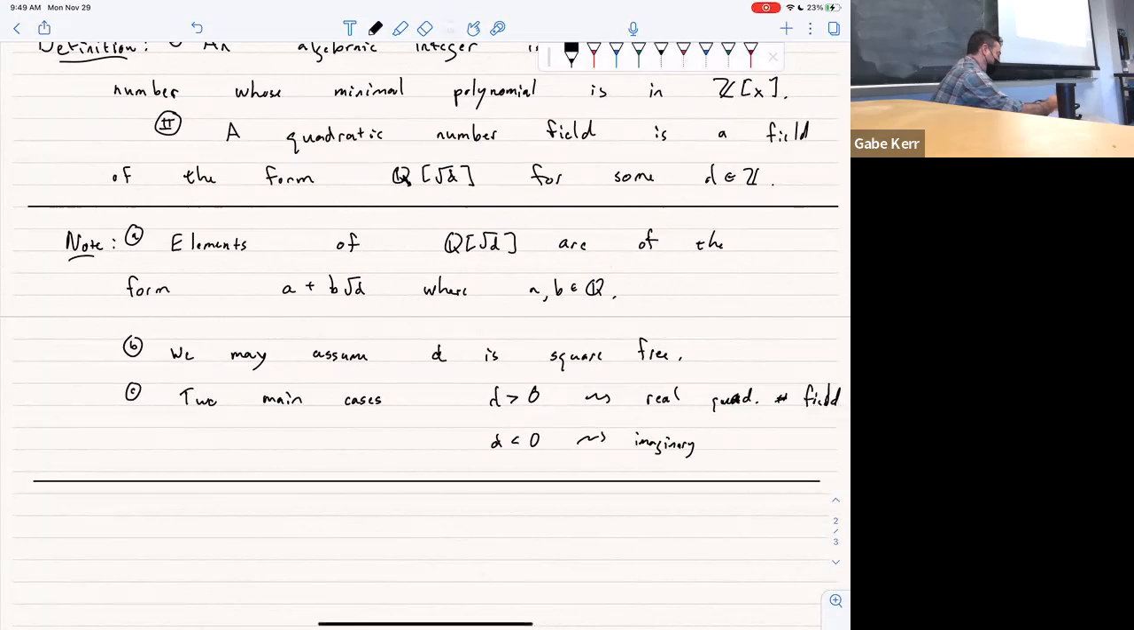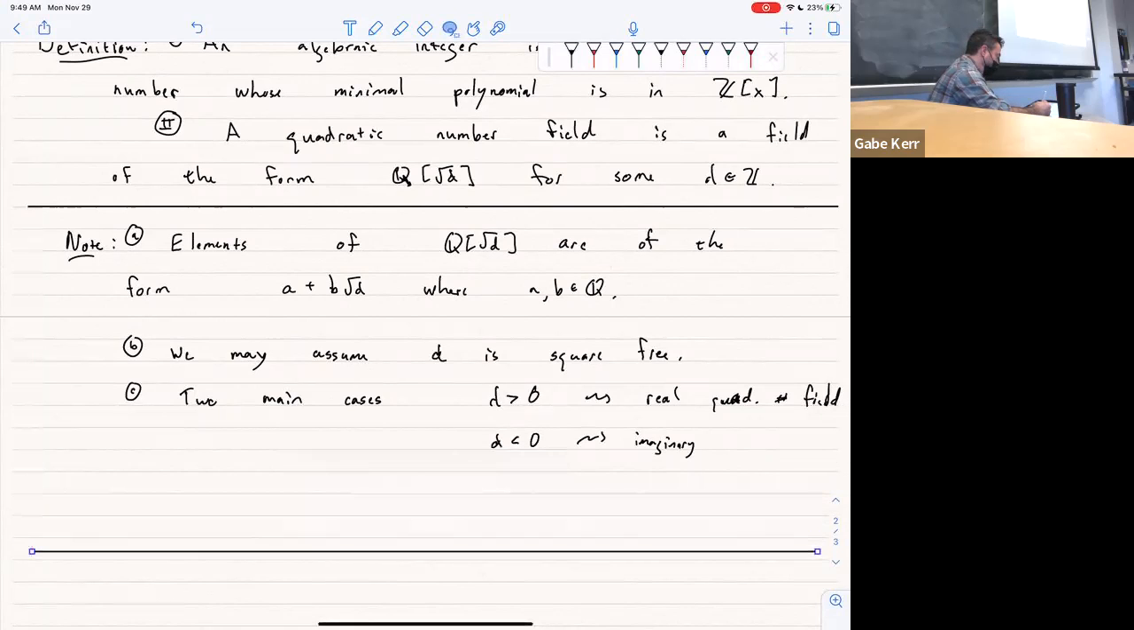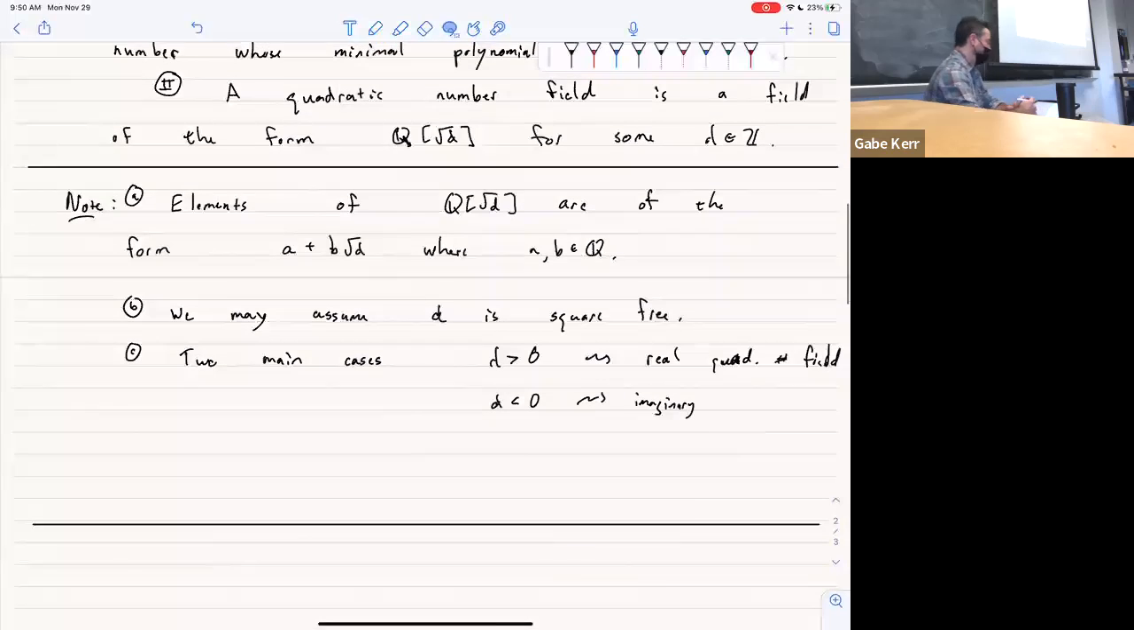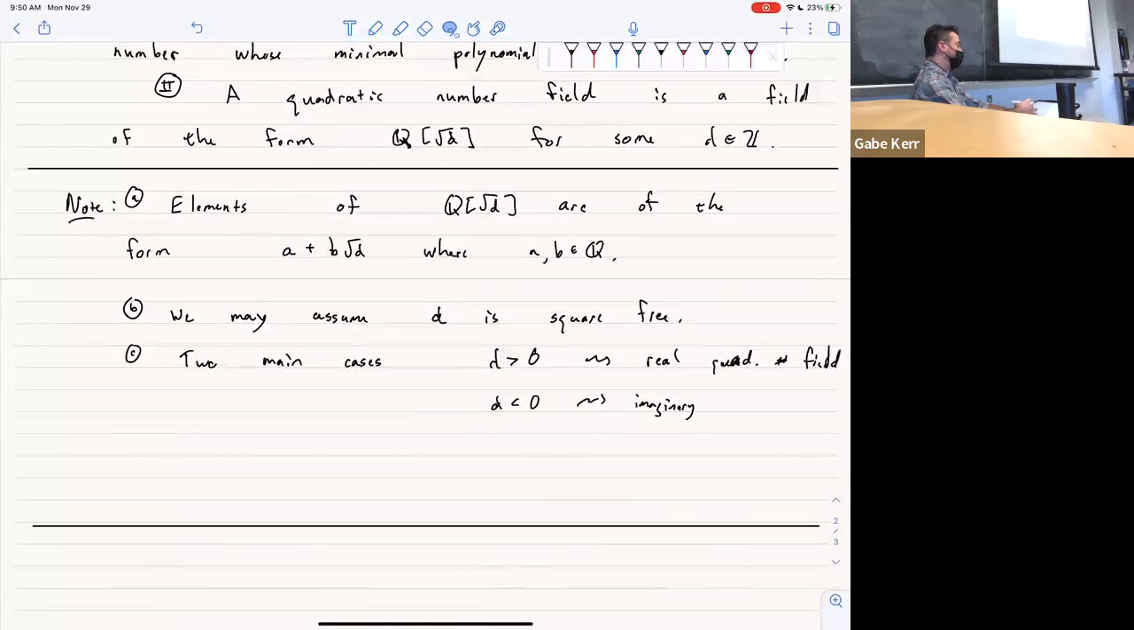One more thing. So now, why do we call it a quadratic number field? Let's say we have this as alpha.